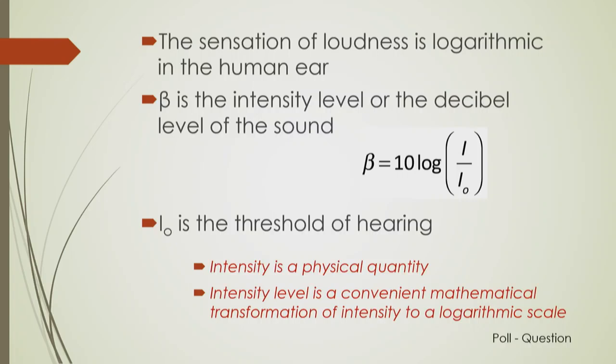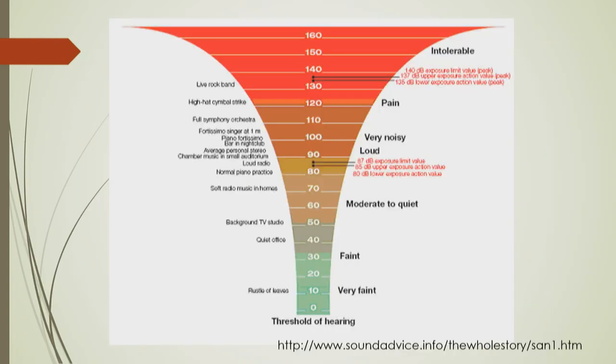So intensity is the physical quantity, and we use this as a convenient way of dealing with it, because you'll notice that's a ratio. And so decibels deal with that ratio. And it's just a nice way to be able to handle it. So if I think about our normal environment that we deal with, a quiet office sits at about 40 decibels.